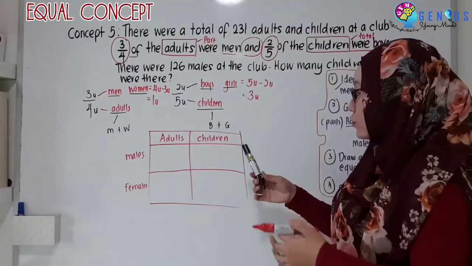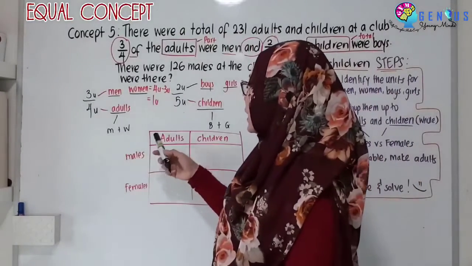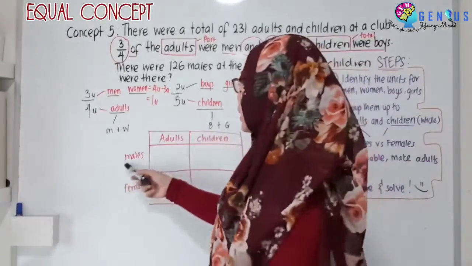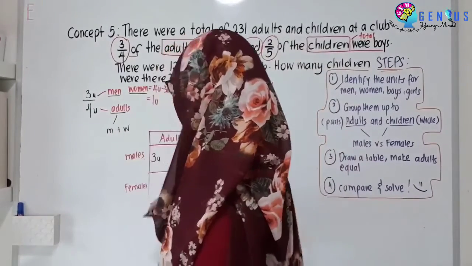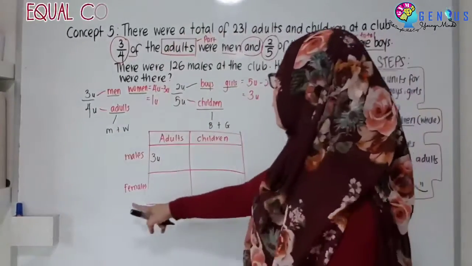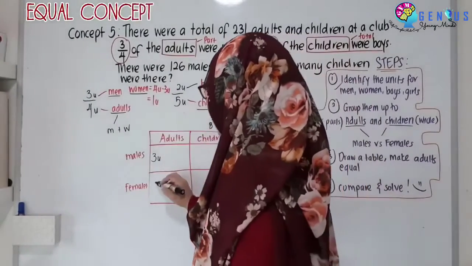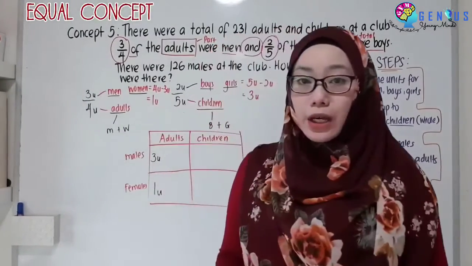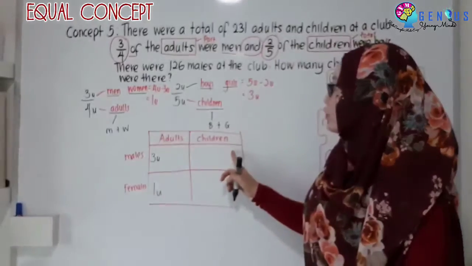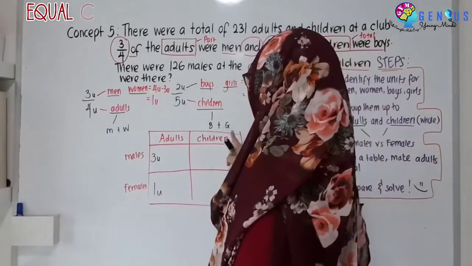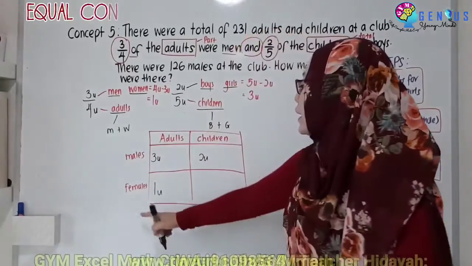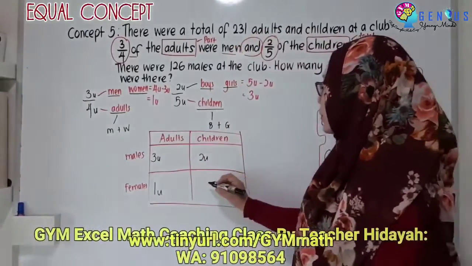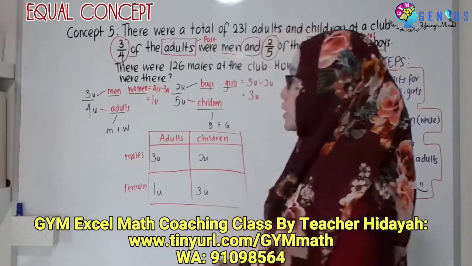Now you have to ask yourself, for male adult, that will be the men. Male adult, so men, how many units? You put there 3 units. Then for female adult, that will be the women. How many units? 1 unit. Next, for children, male children, that will be the boys. Boys will be 2 units. And then female children will be the girls. How many units? 3 units.